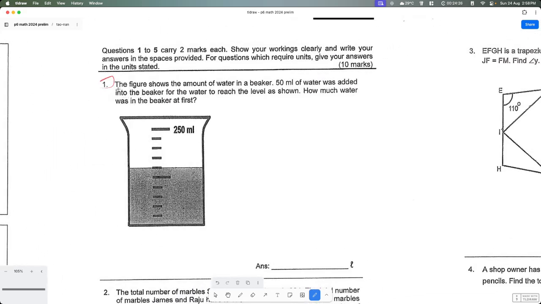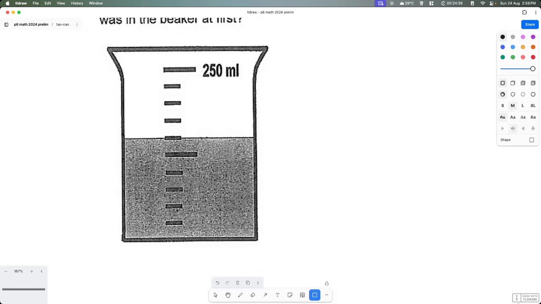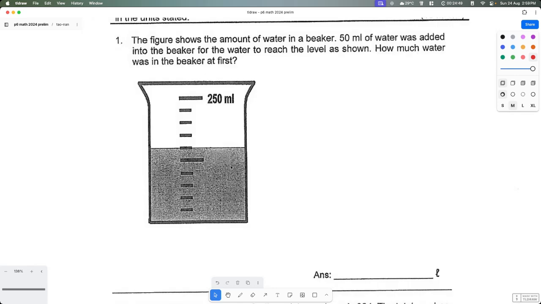Question 1 says the figure shows the amount of water in a beaker. 50 ml of water was added into the beaker for the water to reach the level as shown. How much water was there in the beaker? In this, we need to know how many gaps there are from the bottom to the top. So we have 1, 2, 3, 4, 5, 6, 7, 8, 9, 10. Always count the number of gaps.